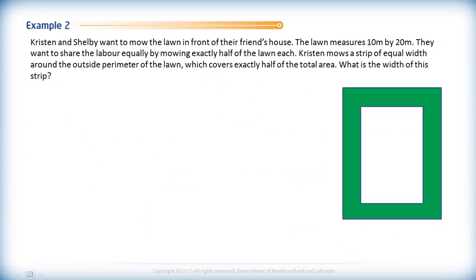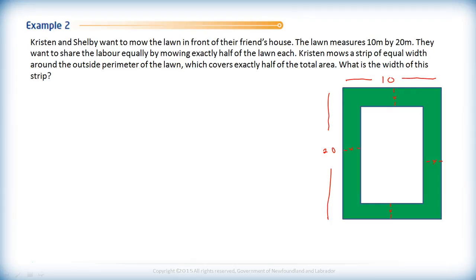So in this case, we've got Kristen and Shelby who want to mow the lawn in front of their friend's house. The lawn measures 10 by 20. So I guess this whole thing is the lawn. So that's 10, and this is going to be 20 here, all the way down. Kristen mows a strip of equal width around the outside perimeter of the lawn. So this is x all the way around. All these are x units around here. Okay, that's our equal width.